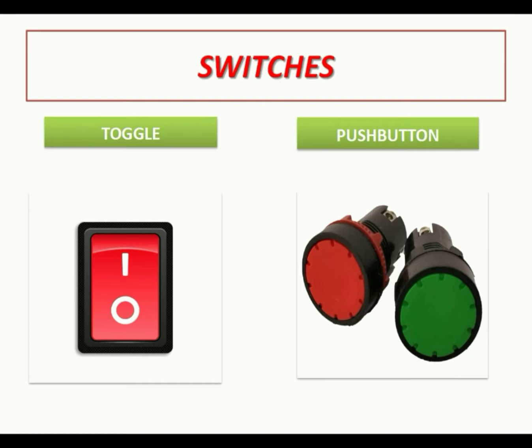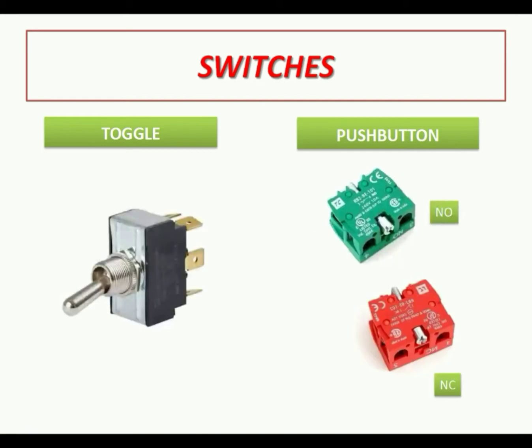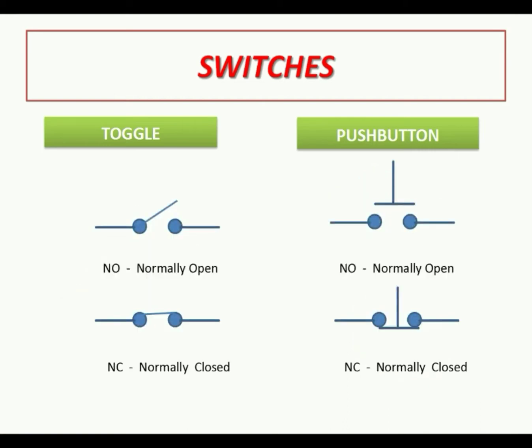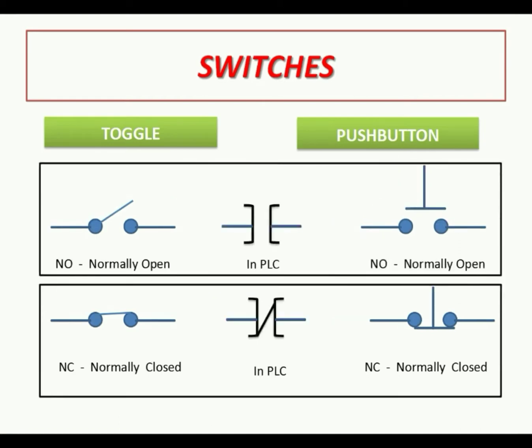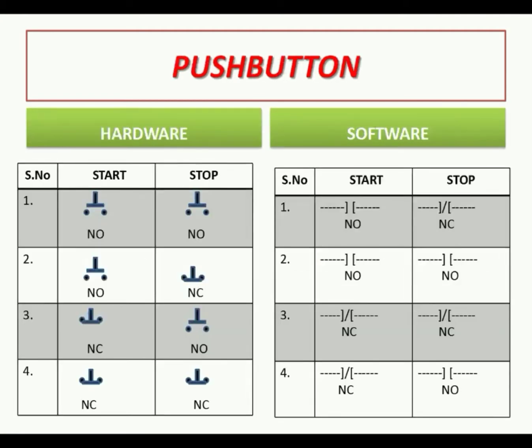So just be attentive and concentrate on this. These are the switches I have explained earlier also. These are two types of switches, toggle and push button, that are used in industries. These are other types of switches. You can see the types, the hardware is a little bit different. And these are the symbols: normally open in toggle and in push button, normally closed in toggle, normally closed in push button. And in this slide I have explained that the PLC symbol for normally open, normally closed, whether it is toggle or push button, is the same for both.